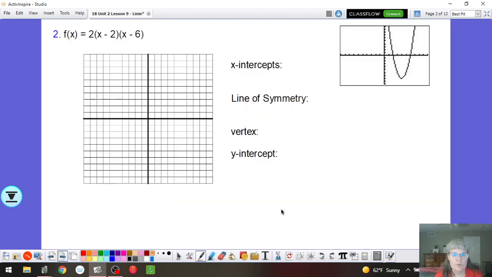With example 2, again, we graphed it initially on our calculator, so this graph in the upper right corner of your screen is the graph that was on the calculator. We identified the x-intercepts as being located at (2, 0) and (6, 0). The line of symmetry should be halfway in between.